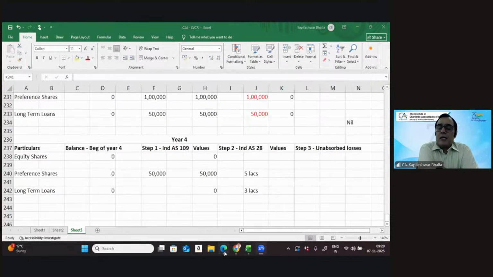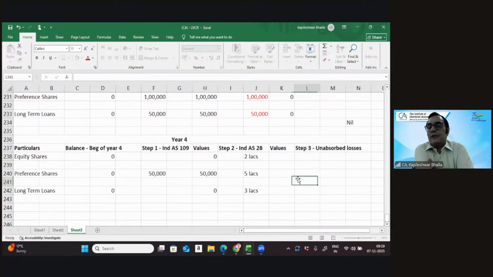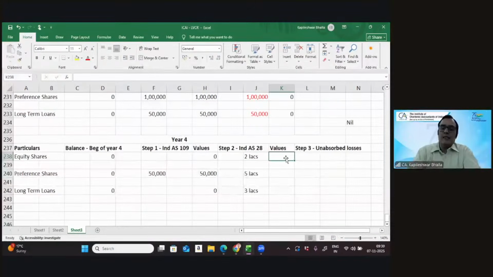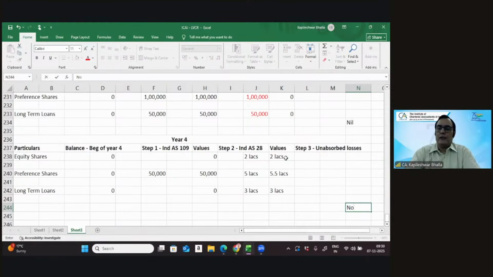Great. So now out of the total of 10 lakhs, can I say 2 lakhs is left over, which can be allocated to the equity shares? So let's get the values post the reversal. This is 2. This is 5.5. And this is 3. And is there any unabsorbed losses now in this particular case? No. There are no unabsorbed losses which we are having at this particular stage.